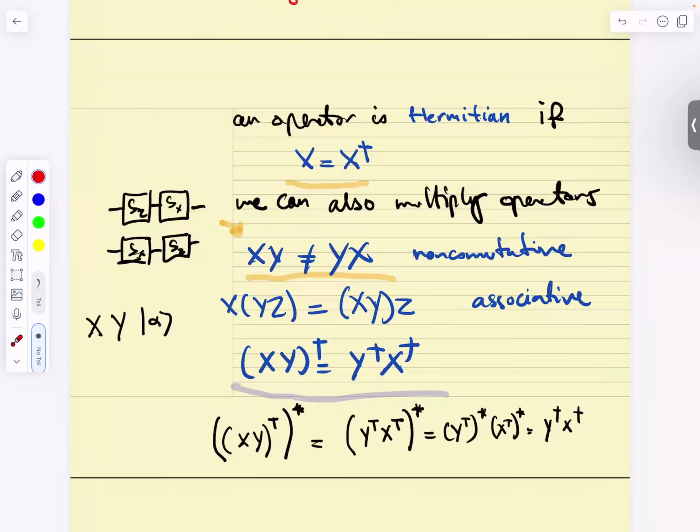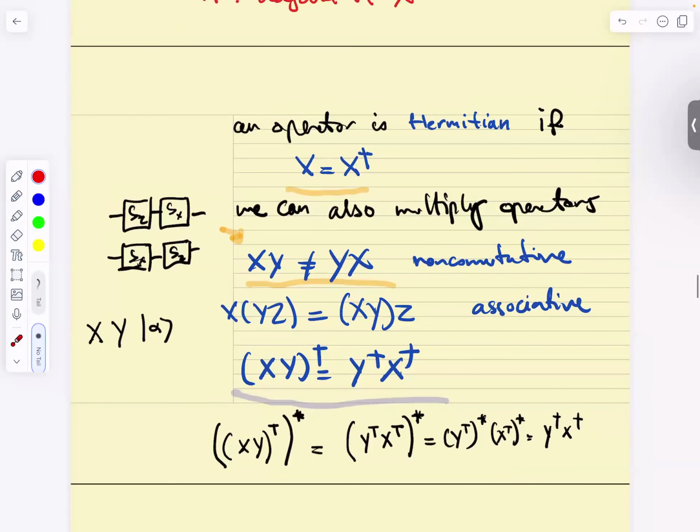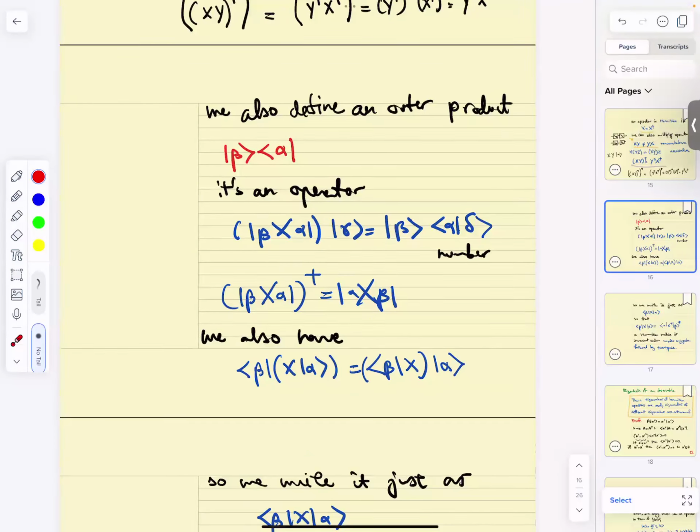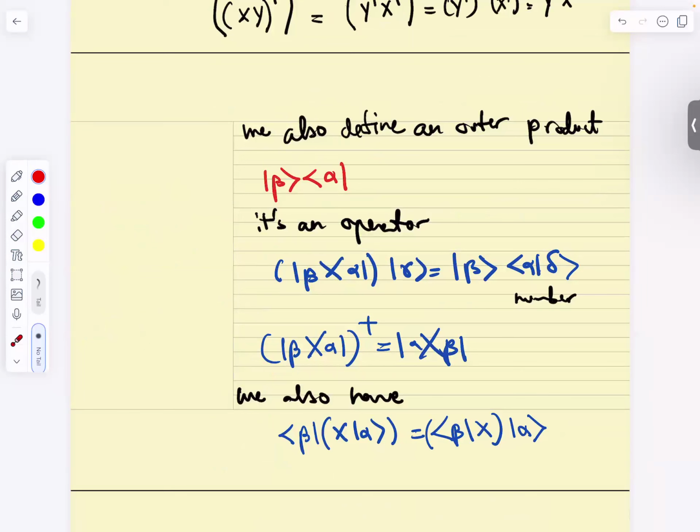Good? Any questions? By the way, how am I doing on time? What time is it? It's okay. I'm running really behind. Let's see. I'm on slide 16 of 26. Doesn't matter.